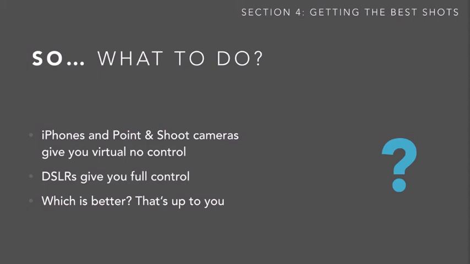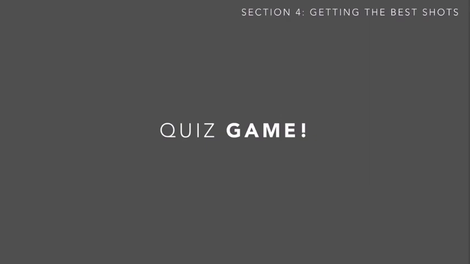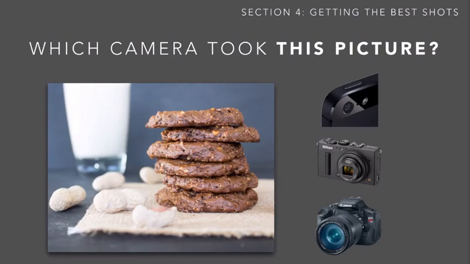In the final section of this lesson, we're going to play a little game. I'm going to show you 4 or 5 different pictures that I've taken, and you have to guess which camera they were taken on. So here's the first one. These are the molasses peanut butter cookies. We've seen these several times. Which camera do you think that I used to take this picture? The iPhone, the point and shoot, or the DSLR?